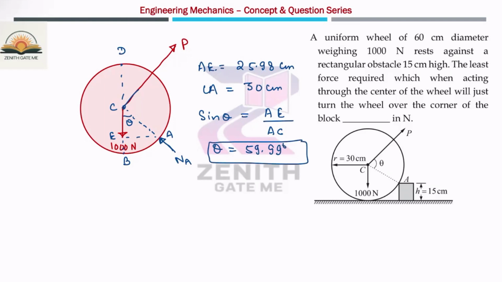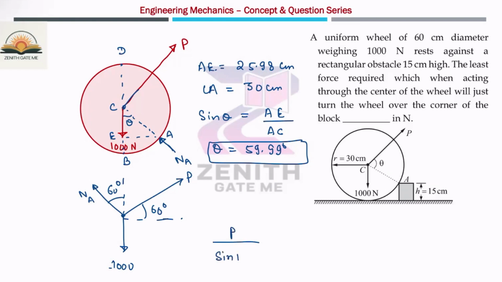So if you apply Lami's theorem at point C, your problem will be solved. Let us suppose this is the P force. Here will be one normal reaction, and here is nothing but the 1000 Newton. This is the 60 degree; 59.99 is approximately 60 degree. So if I apply Lami's theorem, P by sine of 120 is equal to NA divided by sine of 150. This point is nothing but C only.